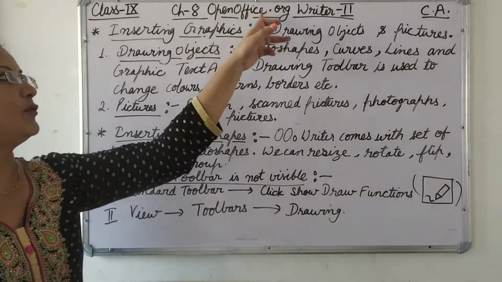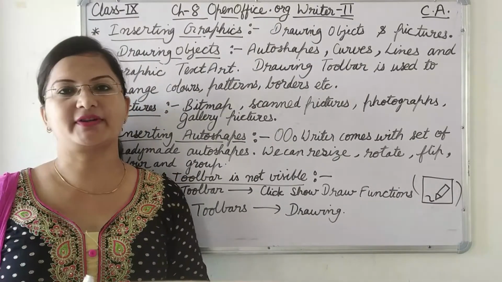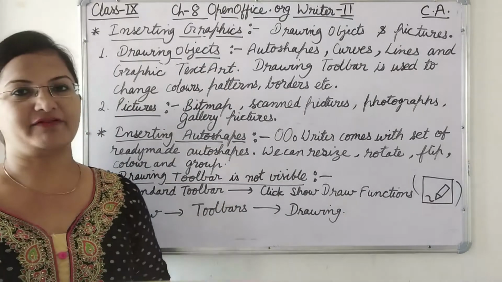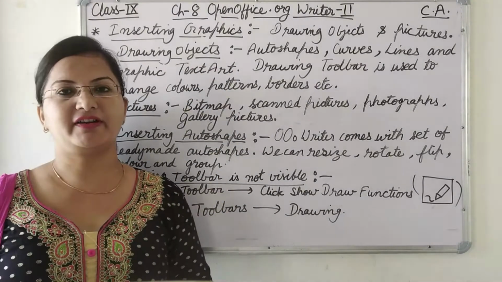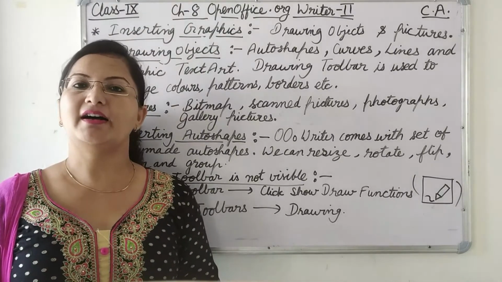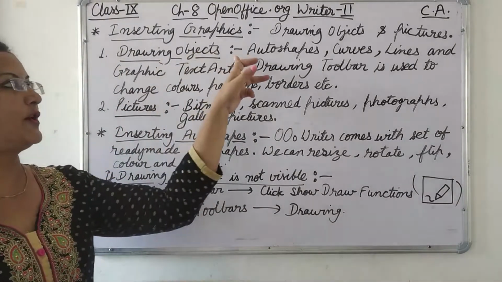We were studying OpenOffice.org Writer 2. Last time we studied about grammar and spell check, and today we will study about inserting graphics. So in inserting graphics there will be either drawing objects, means shapes and all, otherwise there will be pictures. So first of all, drawing objects.